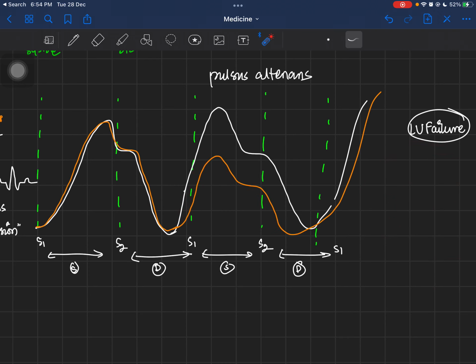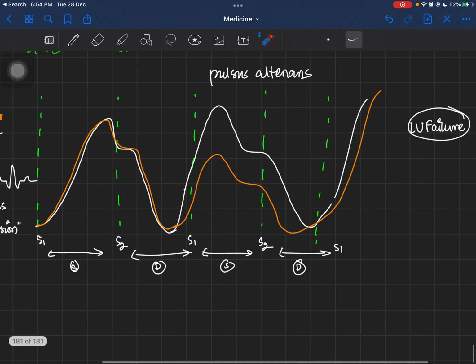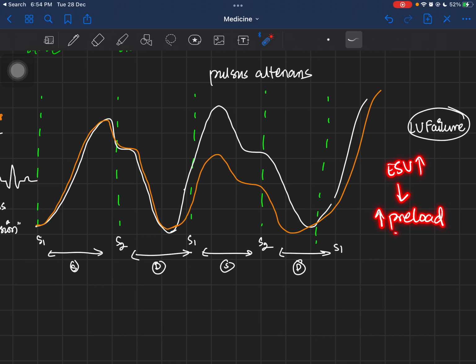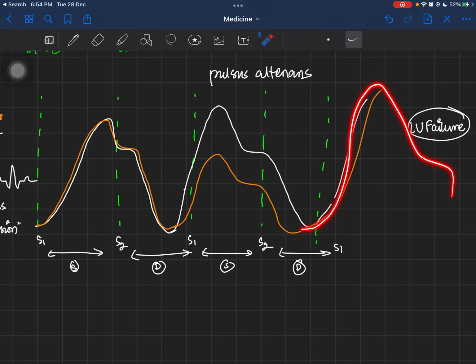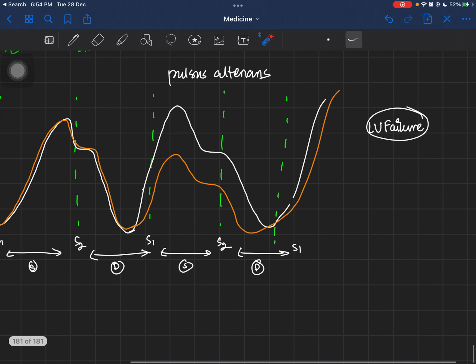Because end systolic volume is increasing, that is, at the end of the systolic contraction the amount of blood that remains inside the heart is increasing. It is more than what should normally be. That means if the end systolic volume is increasing, you know that the preload for the next contraction has increased. There is a lot more blood inside the left ventricle for it to push, right? So because there is more blood for the left ventricle to push, the amplitude of the second contraction will be normal. But again, this is basically because of an increase in preload.